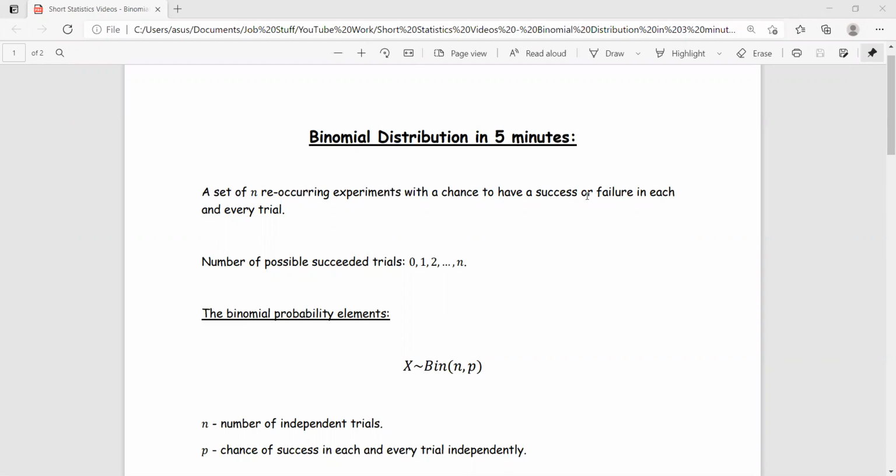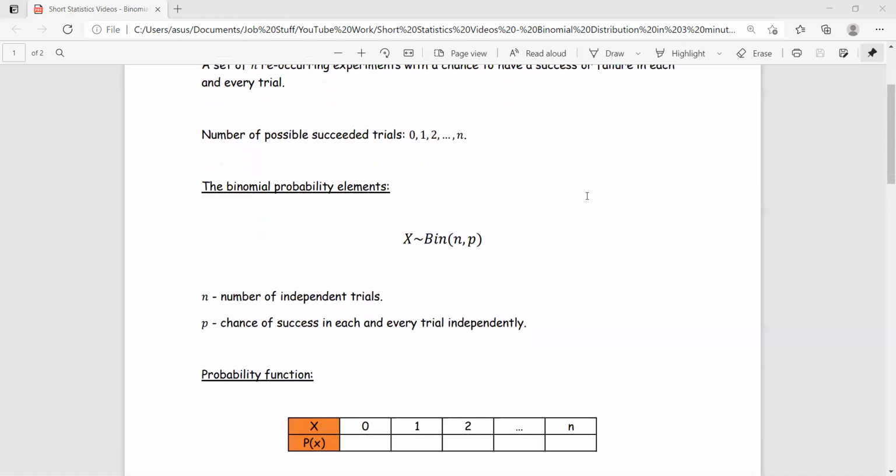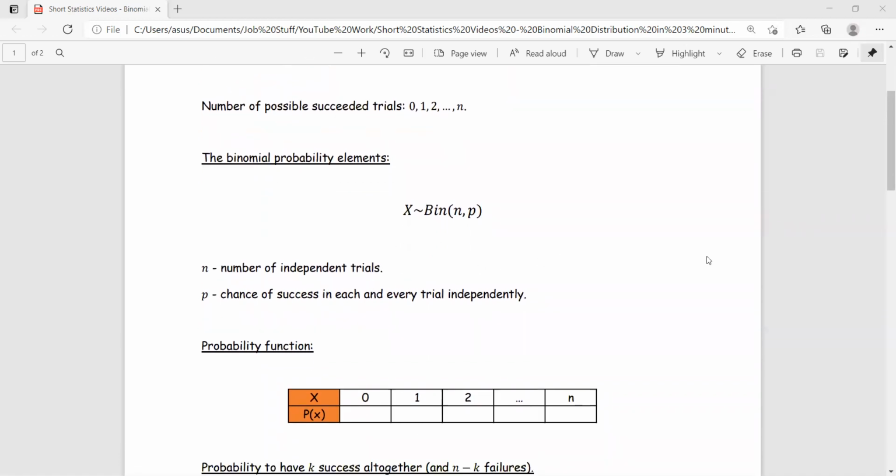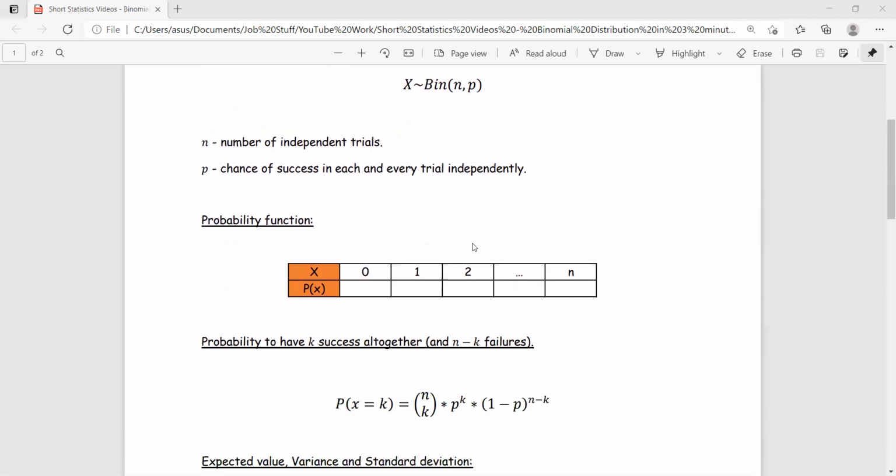The binomial probability has two elements. The first one is n, which is the number of independent trials. And the second one is p, which is the chance of success in each and every trial independently. And the probability function looks like this, as we have already got to know probability functions.